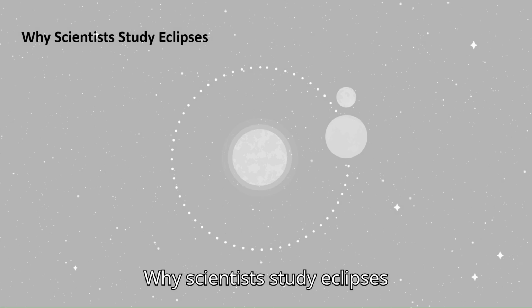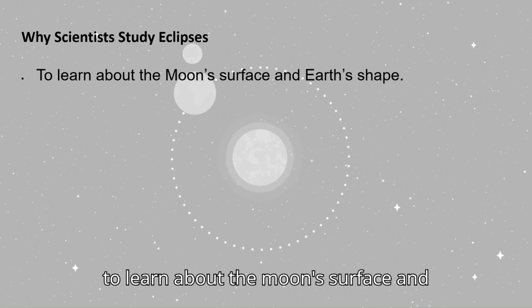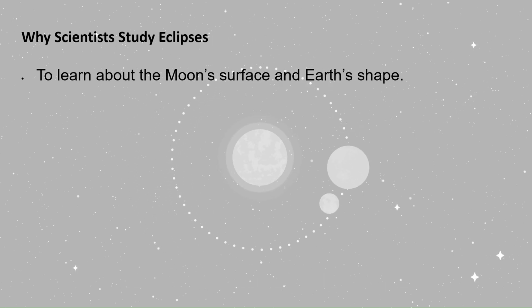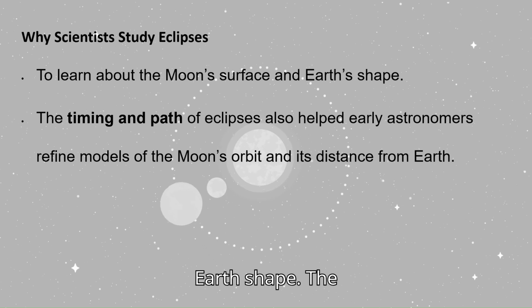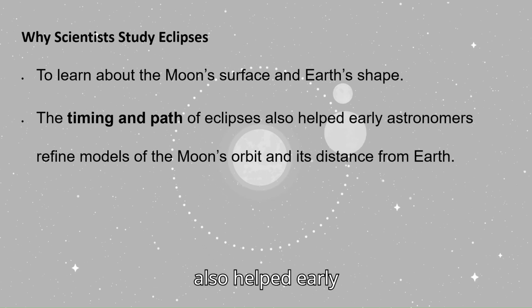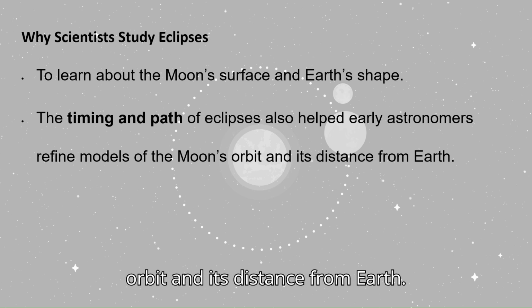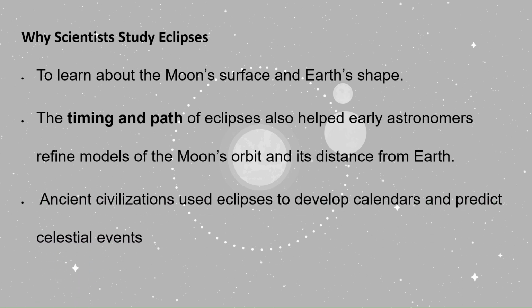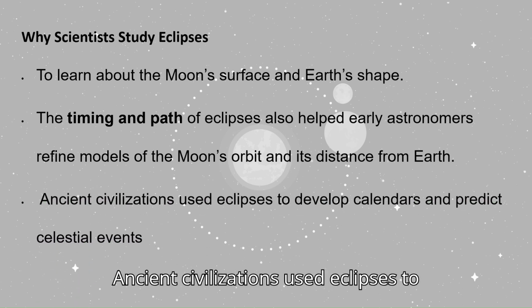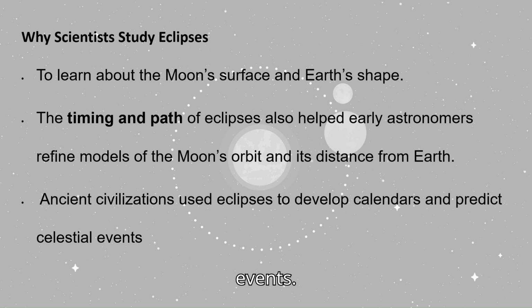Why scientists study eclipses? To learn about the moon's surface and earth's shape. The timing and the path of eclipses also helped early astronomers refine models of the moon's orbit and its distance from Earth. Ancient civilizations used eclipses to develop calendars and predict celestial events.